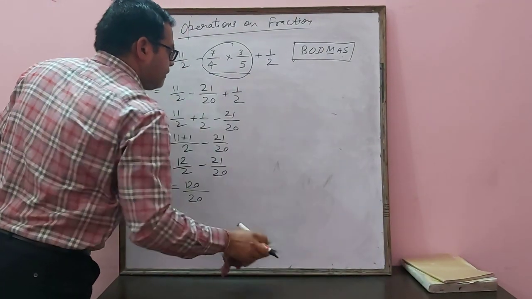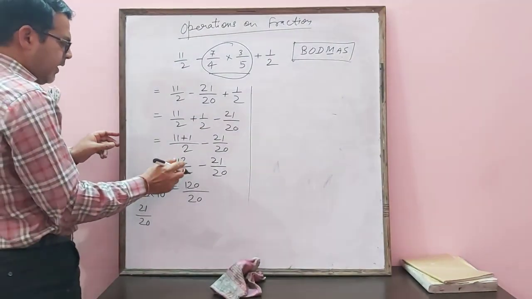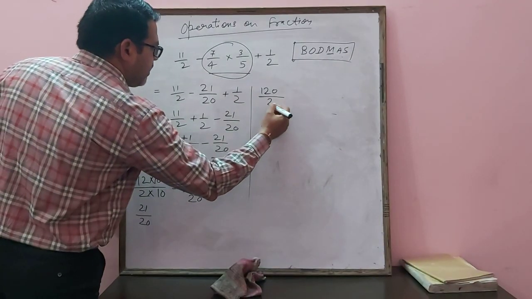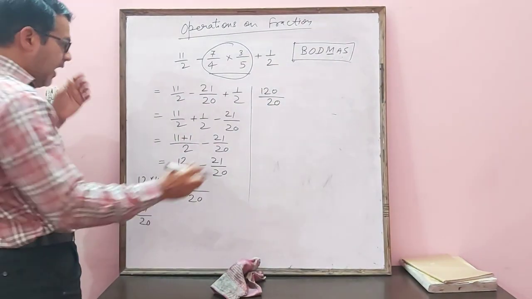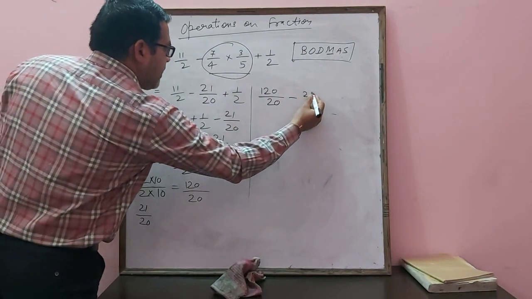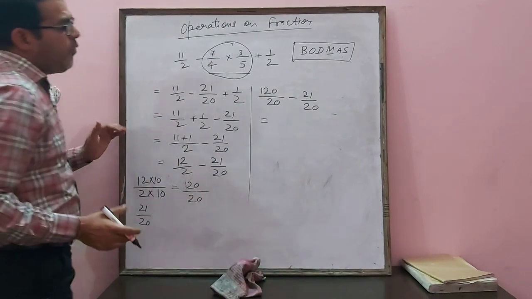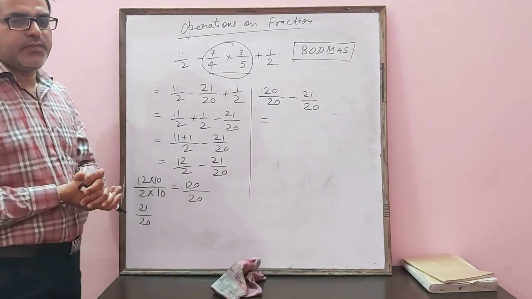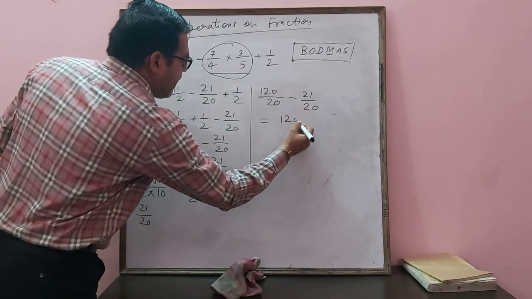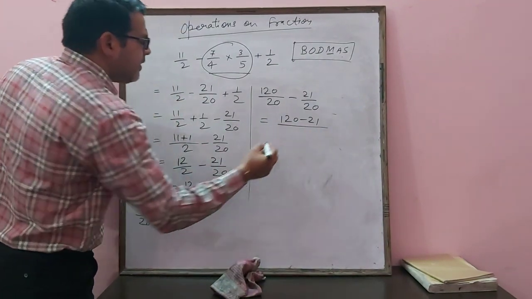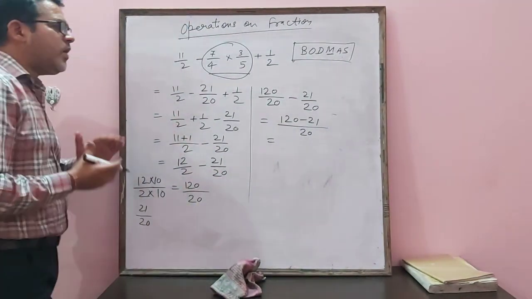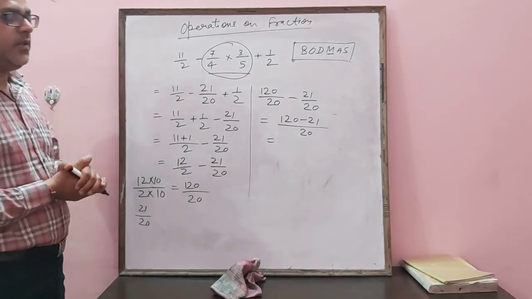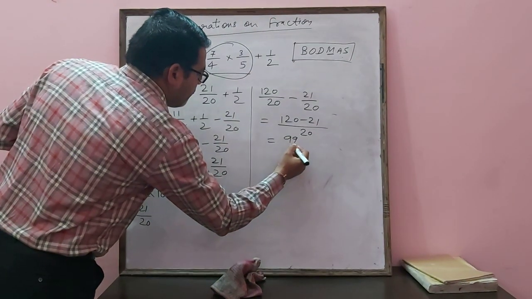Now the rest of the part I am solving here. So instead of 12 by 2 we can write 120 by 20, right? And 21 by 20 we can write as it is. Now you can see these are like terms. We have already converted these two fractions into like terms. So according to the rule we can subtract 21 from 120, and 20 we can write downside. Now what will come when we subtract 21 from 120? 99 will come.